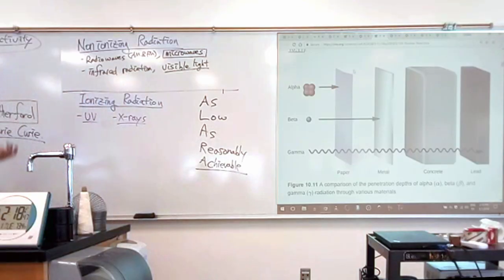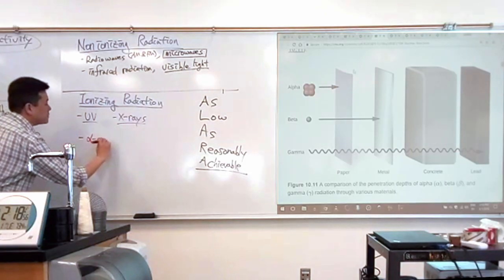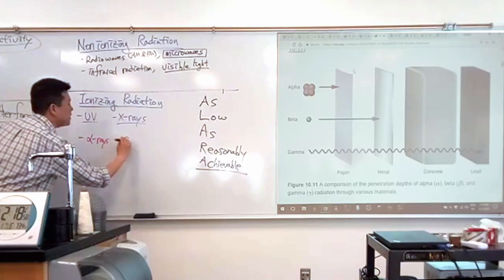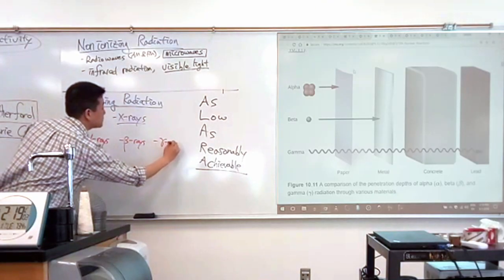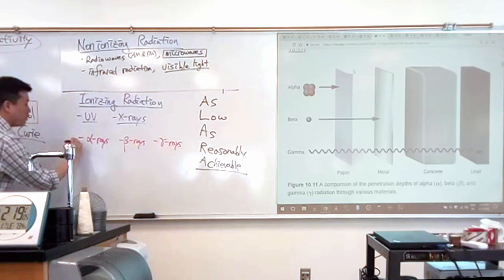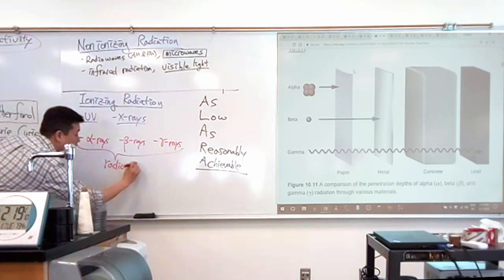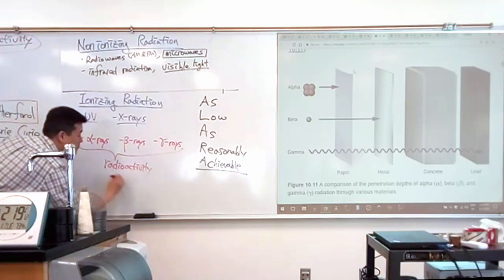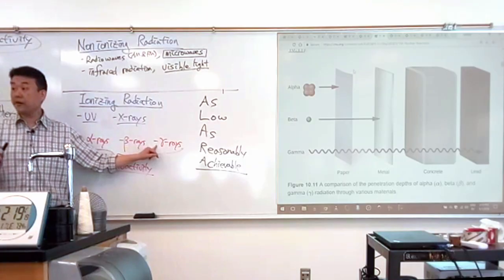So let me just list them here. The three types of ionizing radiation that come from radioactivity are alpha rays, beta rays, and gamma rays. And they all come from radioactivity. And in fact, as far as the definition is concerned, that's the real distinction between X-ray and gamma ray.